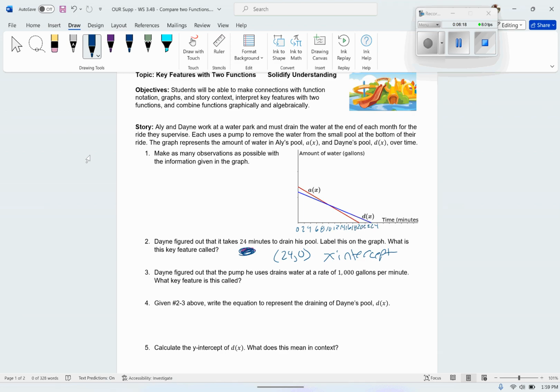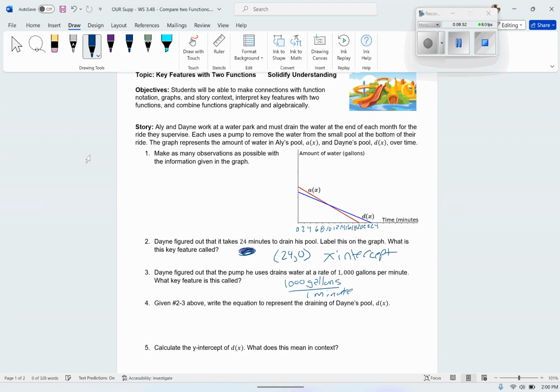Number 3 says Dane figured out the pump he uses drains water at a rate of 1,000 gallons per minute. So however his pump works, it takes 1,000 gallons every minute out of the pool. Is that a lot? I don't know. 1,000 seems like a lot, right? So 1,000 gallons per 1 minute.